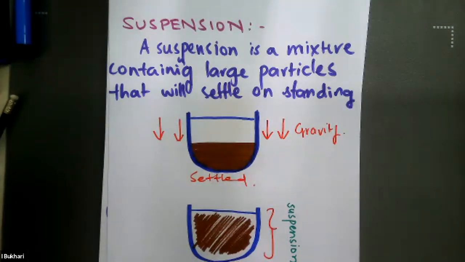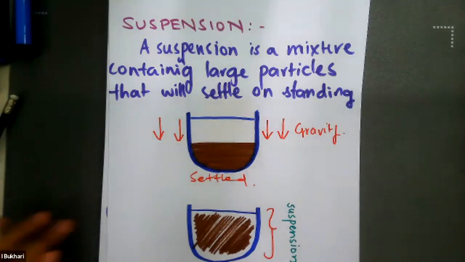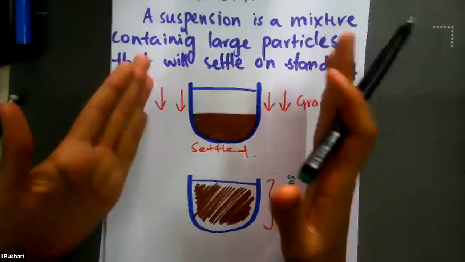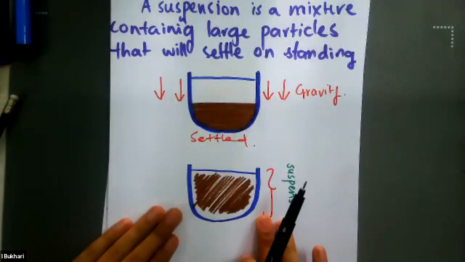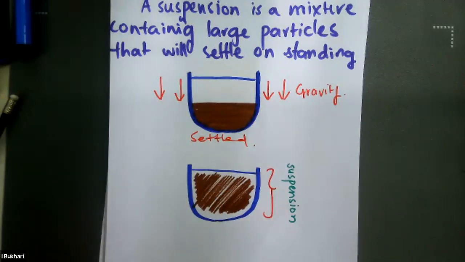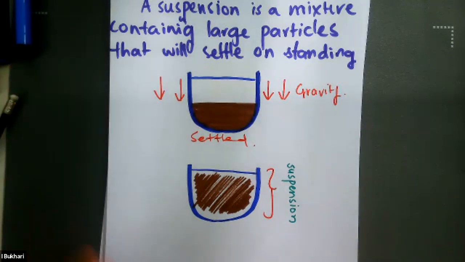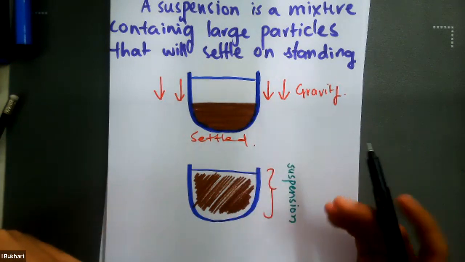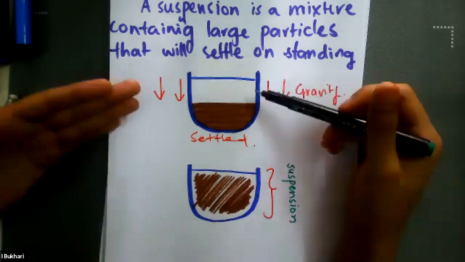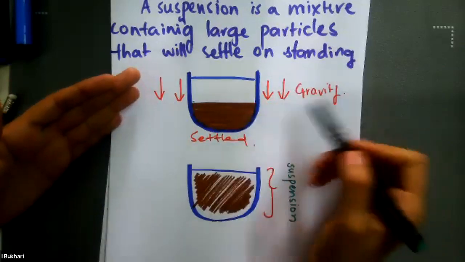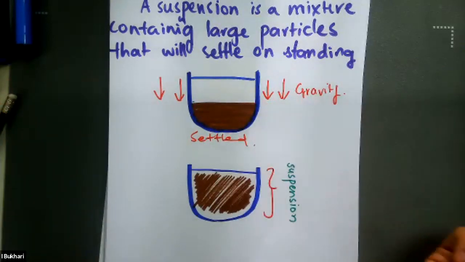A suspension is a mixture containing large particles that will settle on standing. So you can think of sand. This is when you don't let it sit, and this is also how the water is on the roads, because the wheels of cars and motorcycles disturb the water again and again, so the sand is always suspended, and that's why the water looks muddy. But if you let it stand, it settles onto the base of the container due to the action of gravity, and you can see that it's settled.